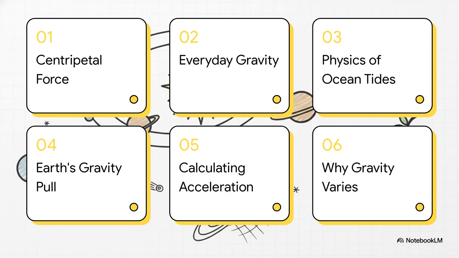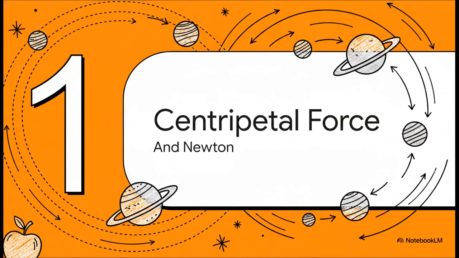Here is our agenda for today. We'll be systematically moving through 6 key topics, starting off with centripetal force, then gravity between everyday objects, the physics behind ocean tides, Earth's gravitational pull, calculating acceleration, and finally, exploring why gravity actually varies slightly. All right, let's start with section 1, centripetal force and Newton.